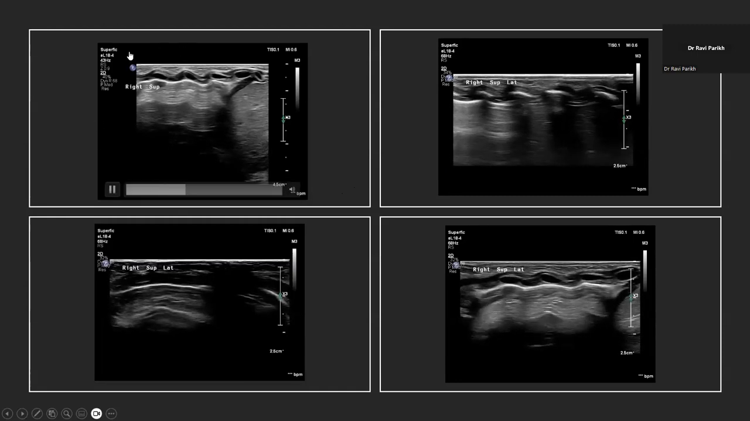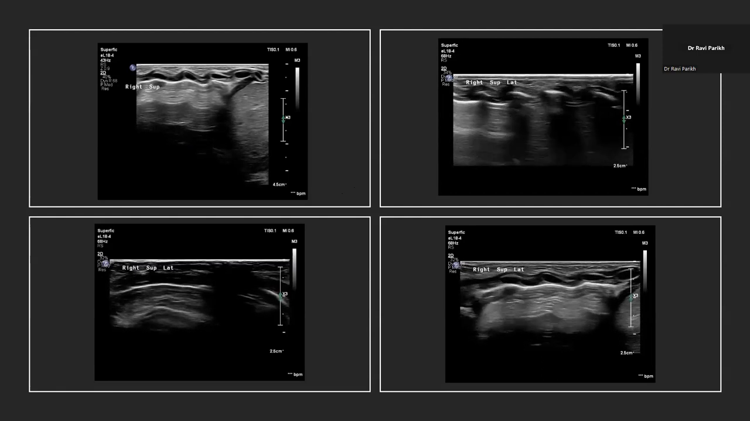So, R1, R2. This is because it's such a small baby. We've got virtually the whole of R1 and R2, just the upper three ribs are missing. What do we think? So we can see the bat wing sign, continuity of the pleura can be seen, and I can see the A lines, but the pleural sliding, I think it is reduced. Can you see any sliding? I don't see any sliding here.